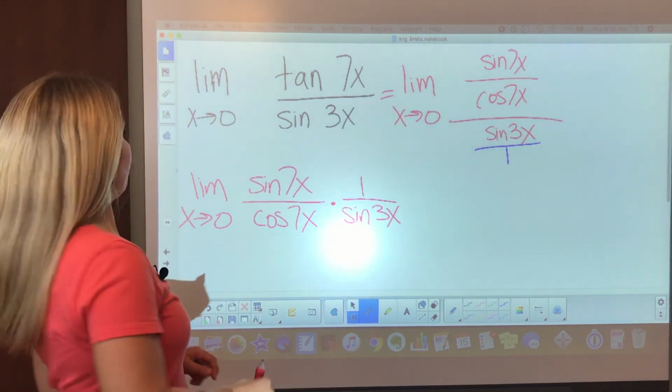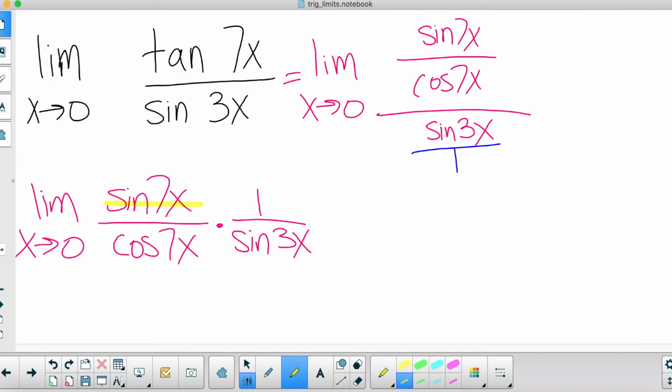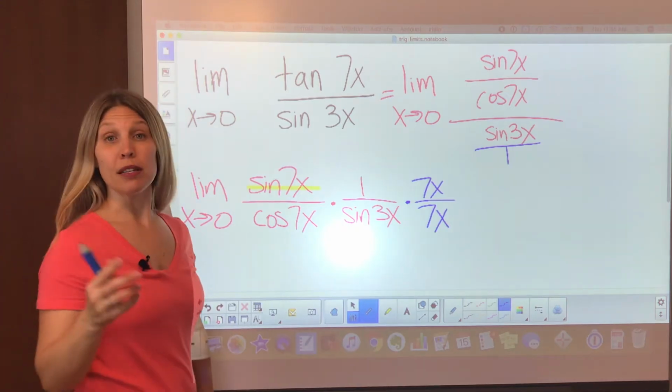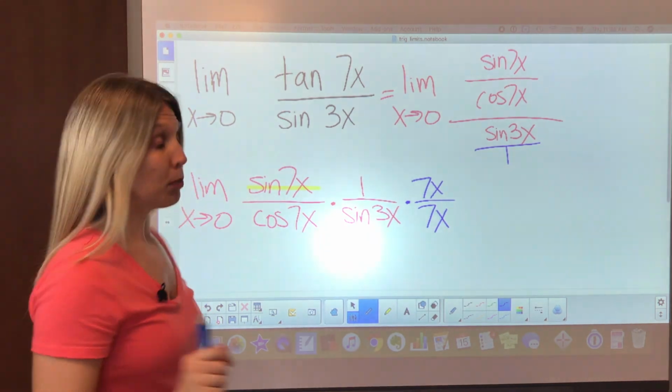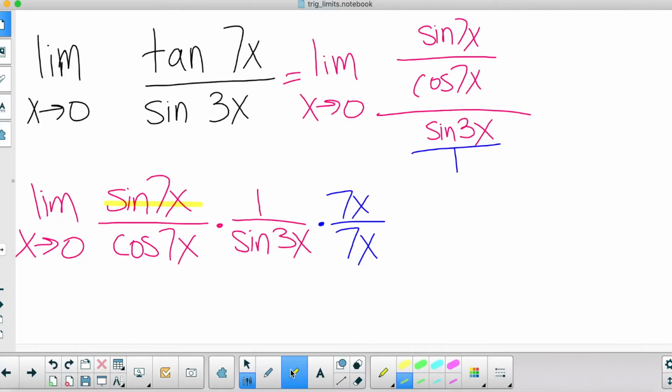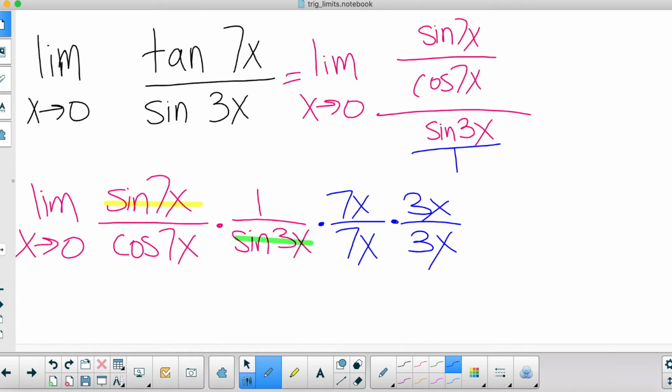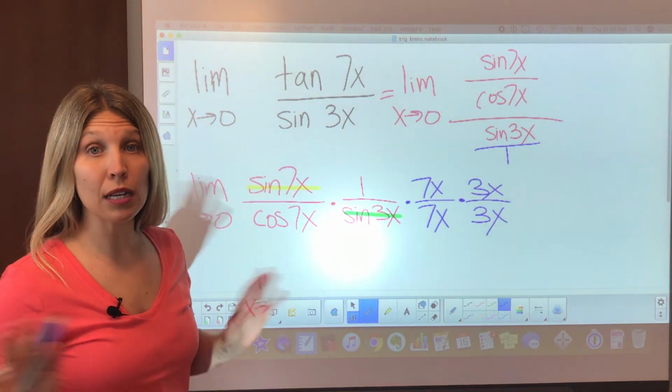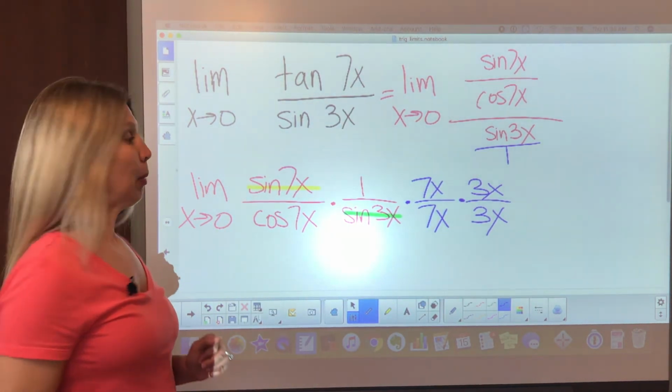So watch what we're going to do. This sine 7x needs a 7x in the denominator. So what I'm going to do is make a magic 1 of 7x, which means it also needs to be in the numerator, because then I'm just multiplying by 1 and not changing the problem. Now we have this sine 3x, which also needs a 3x in the numerator. So I'm going to multiply by another 3x in the numerator and denominator, just another 1, not changing the problem, but now we can set up our properties.